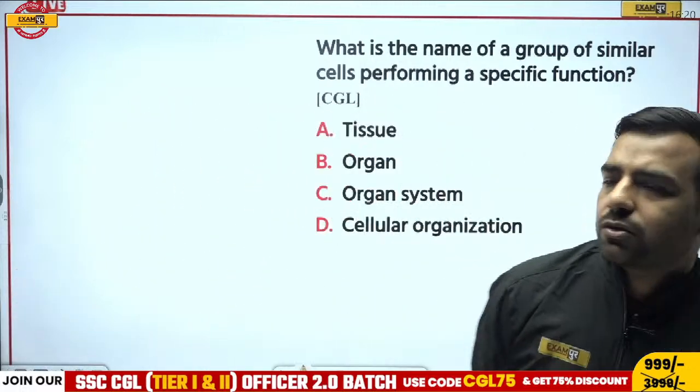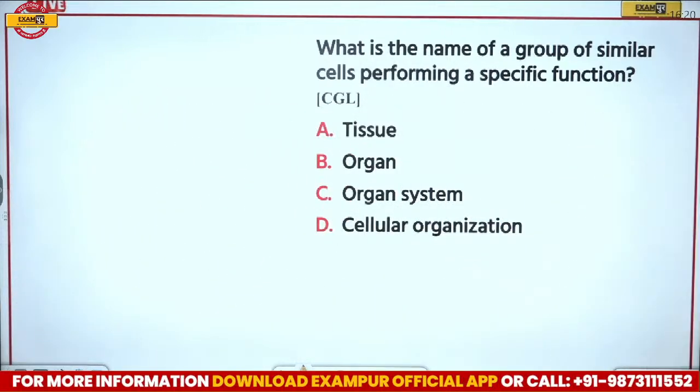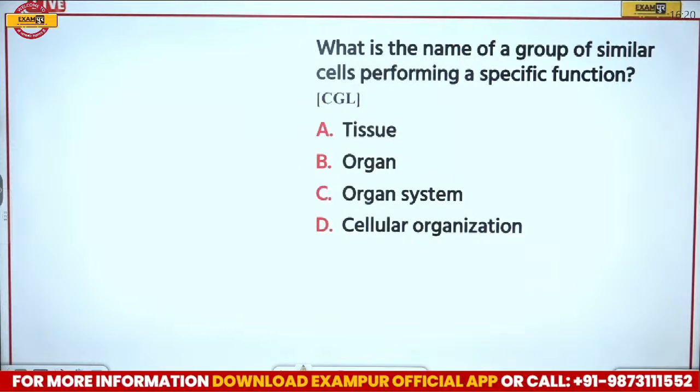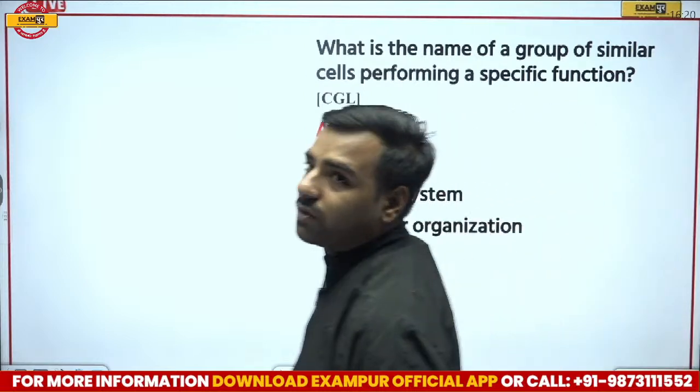Yeah. So, what is the name of a group of similar cells performing a specific function? Is it tissue, organ system, or cellular organization? What is the correct answer here? What is the name of a group of similar cells performing a specific function? What is the correct answer?